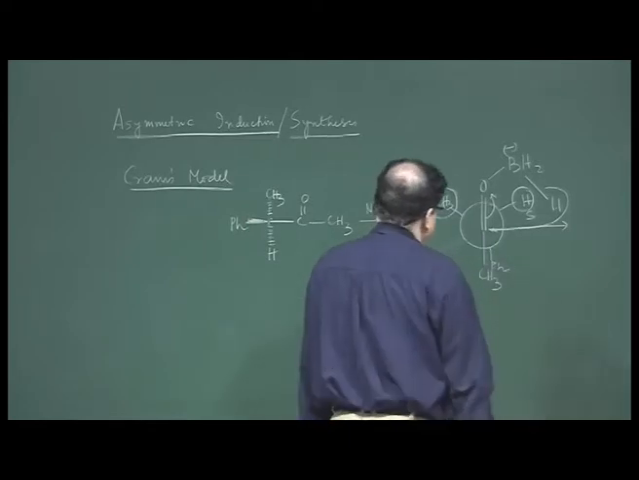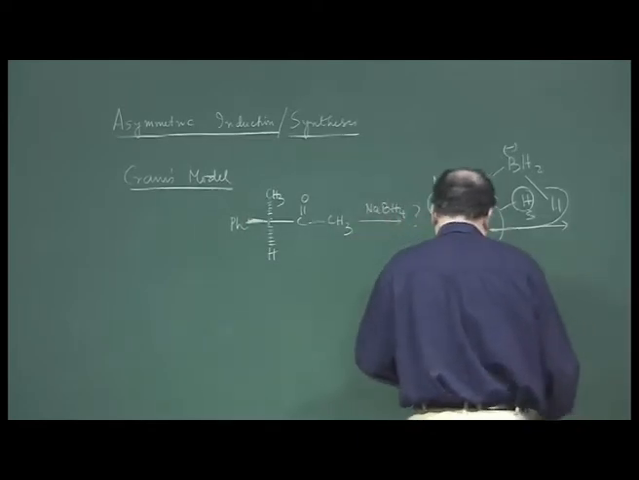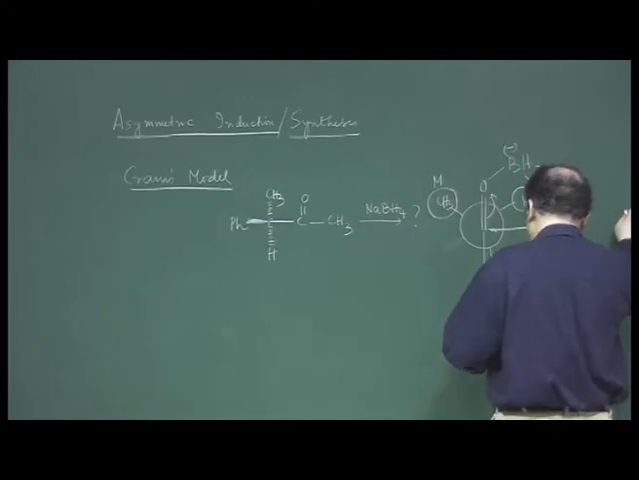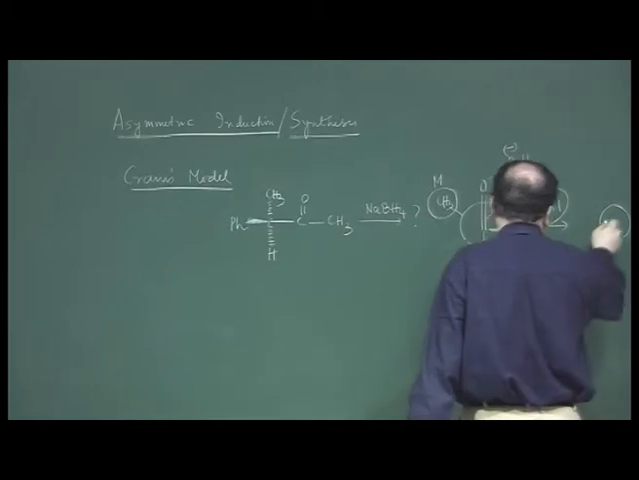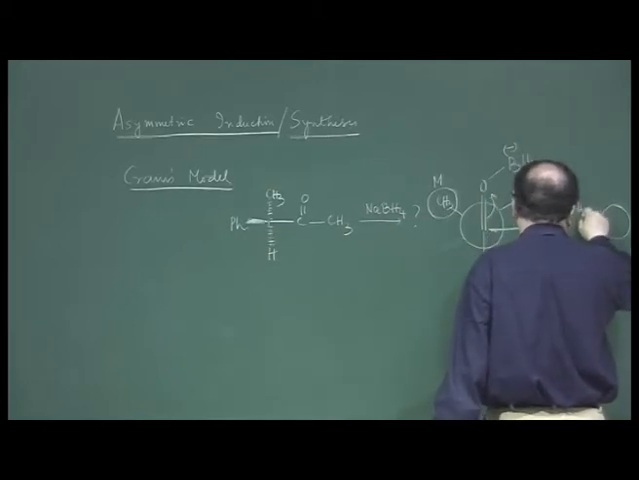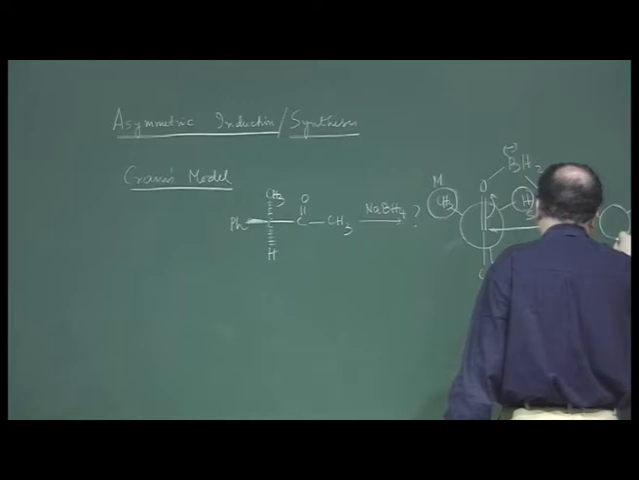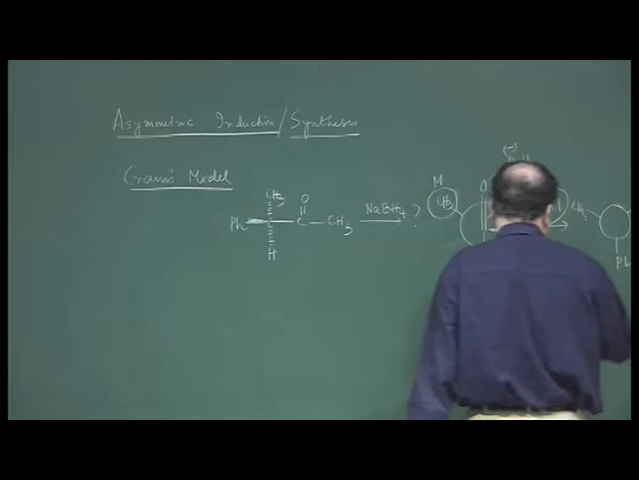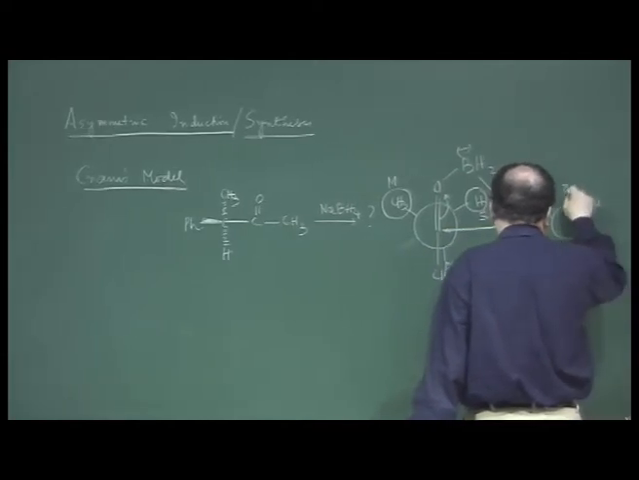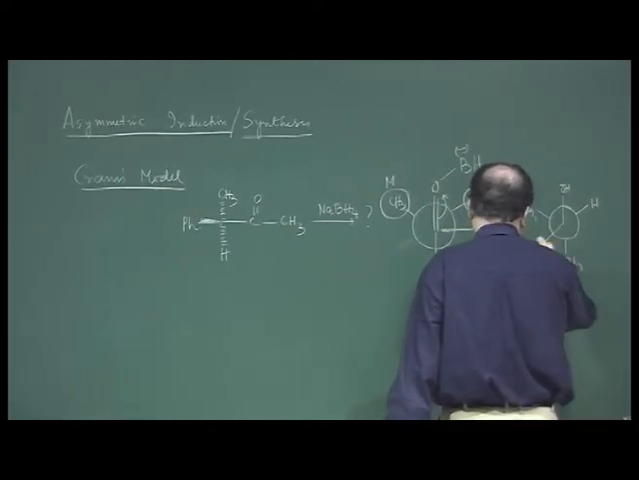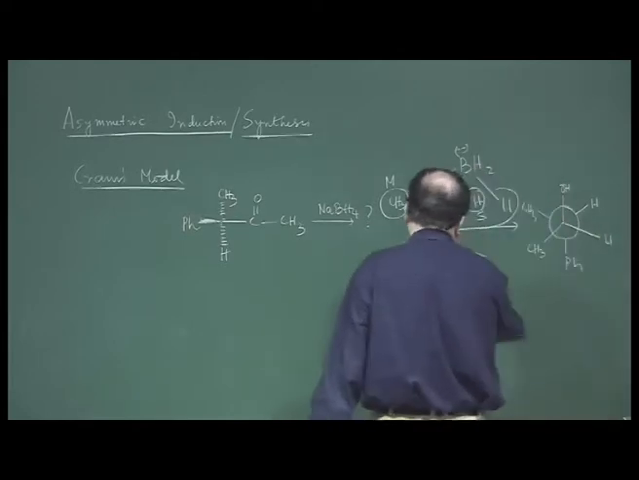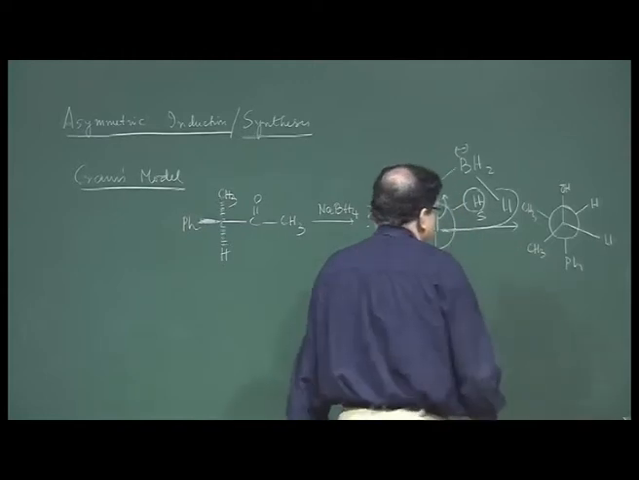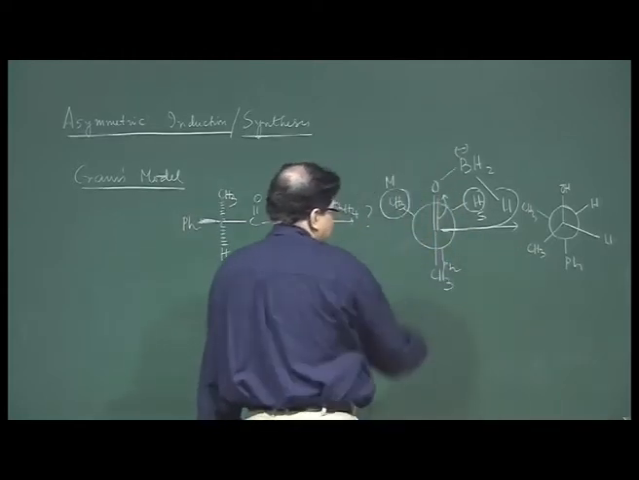So, preferential attack takes place from the side of the medium group. Now what you get is: your bottom three groups remain the same, the methyl, the H and the phenyl. Only thing you have to do is make some changes, so that is OH, this is methyl, you have to follow the Bürgi-Dunitz principle. So, carbonyl remains almost in the same position, pushing the methyl here.